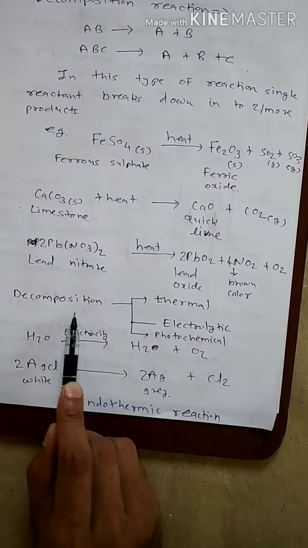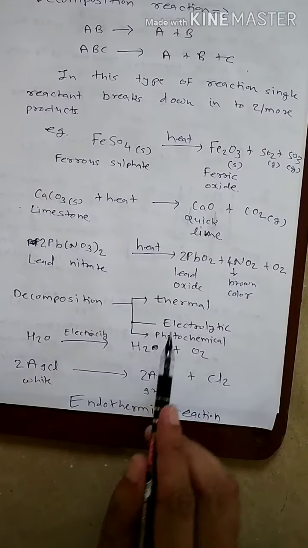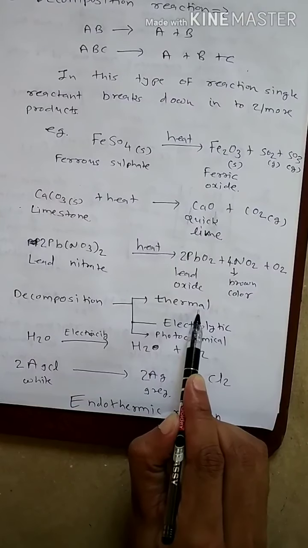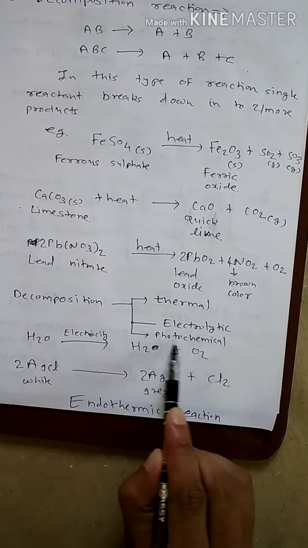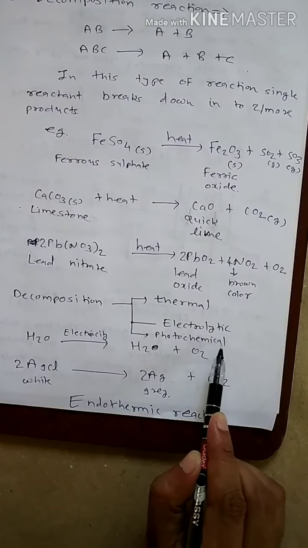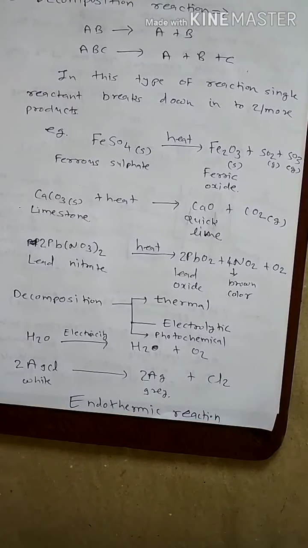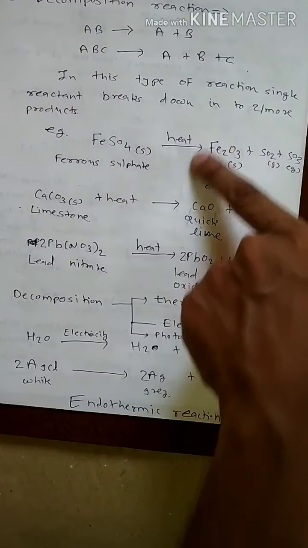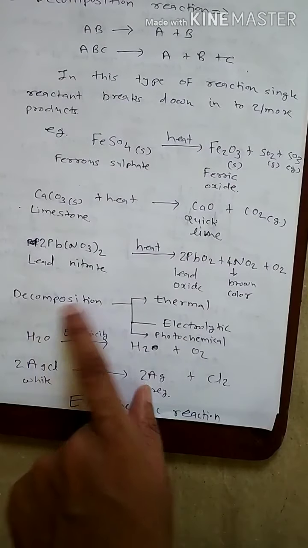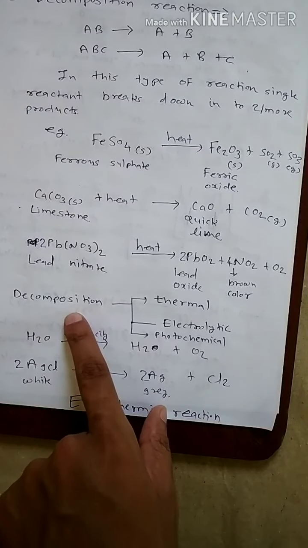Now, decomposition reaction has some subtypes. First is thermal decomposition, then electrolytic decomposition, then photochemical or photolytic decomposition. Okay, 3 subtypes are there. What is the thermal decomposition reaction? The reaction in which heat is used, that is called thermal decomposition reaction.